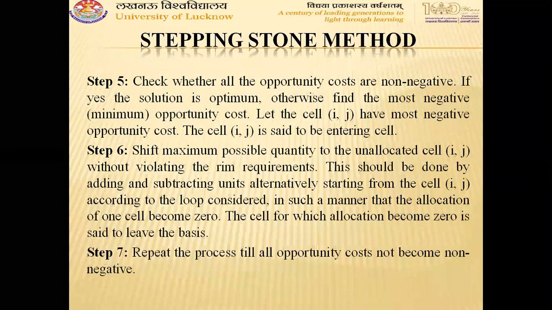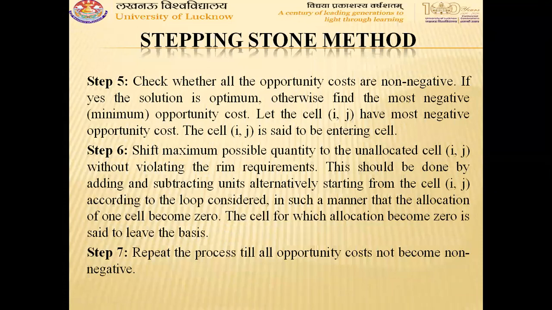Now next step, that is step 5, says check whether all the opportunity costs are non-negative. If yes, then solution will be optimum. Otherwise, we have to find most negative opportunity cost, or you can say minimum opportunity cost.